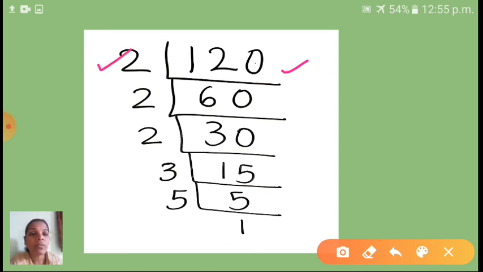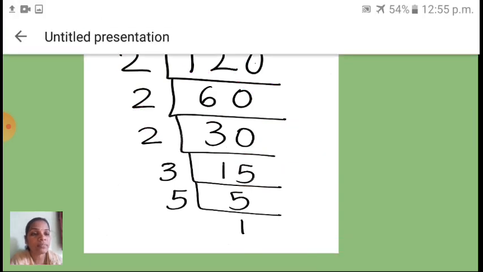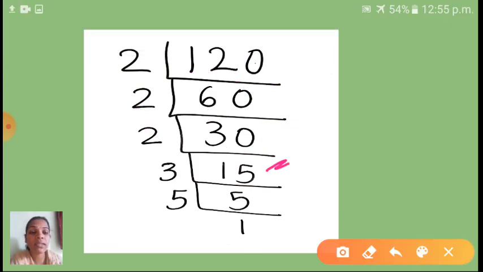Okay. So 120, that means in 12 how many 2's are there? 6. So this 0 will come as it is. 60. Okay children. So 60, again which number will come here? 2 will come. How many 2's are 60? Very good. 30 2's are 60. Again here it is an even number. So 2 only will come here. So how many 2's are 30? 15 2's are 30.